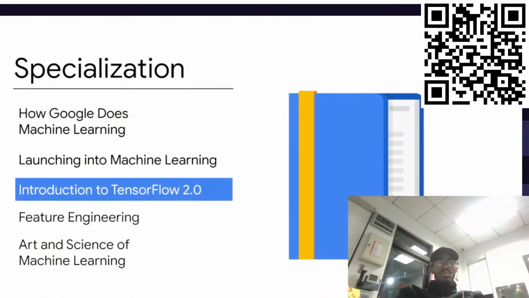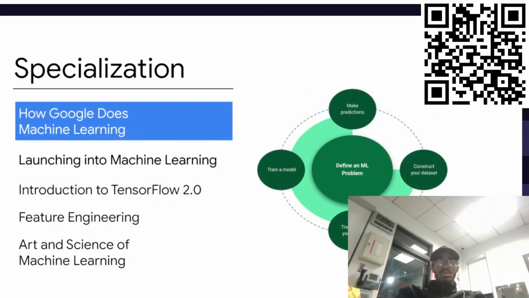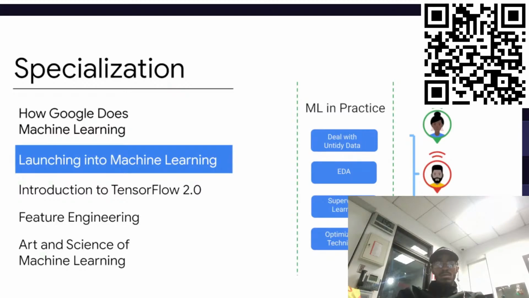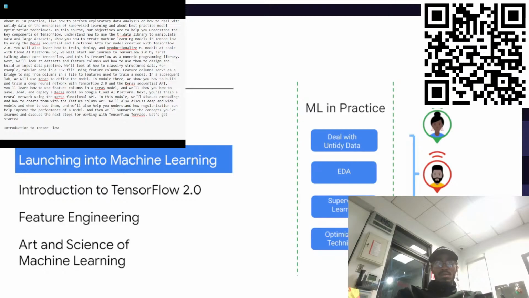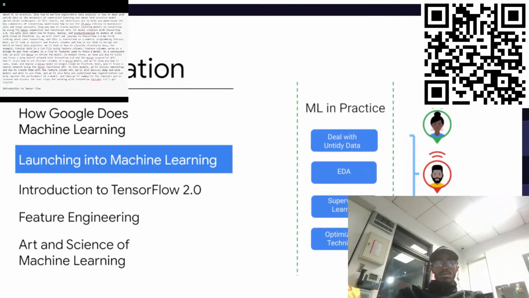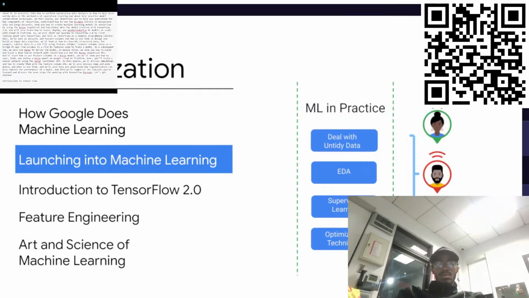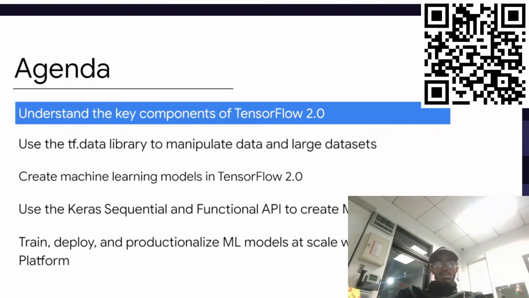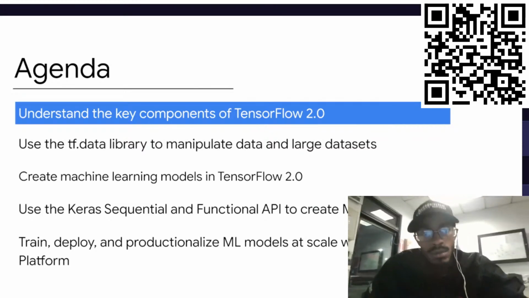TensorFlow is an end-to-end open source platform for machine learning. Introduction to TensorFlow is the third course of the machine learning on Google Cloud specialization. In the first course, you learned how Google does machine learning in terms of framing a business problem. In the second course, you launched into machine learning by learning about ML in practice, like how to perform exploratory data analysis, or how to deal with untidy data, or the mechanics of supervised learning, and about best practice model optimization techniques.